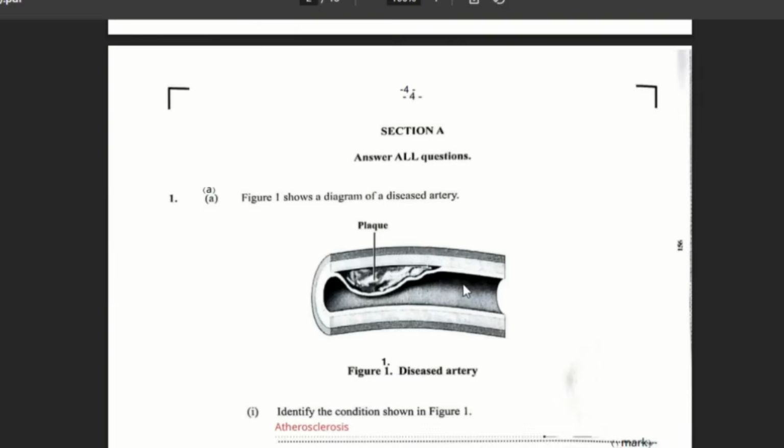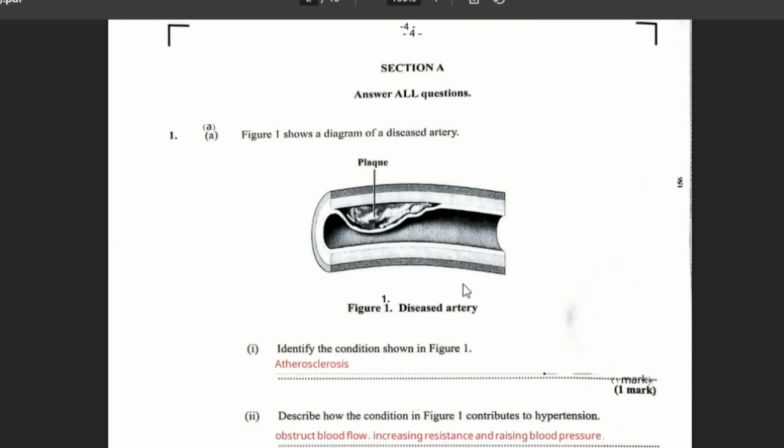Obviously, they cannot test you on the entire syllabus, but they will pick out different parts and put it on the paper too. So anyways, this is going to be section A. We're going to start here and then go along. The first question says this is a diagram of a diseased artery. So what do we know about arteries? Arteries carry blood away from the heart, right? At high pressure. Now it's asking, identify the condition shown in figure 1.